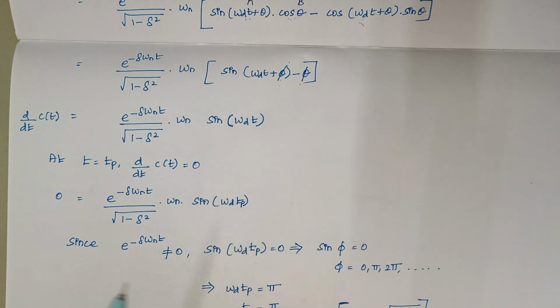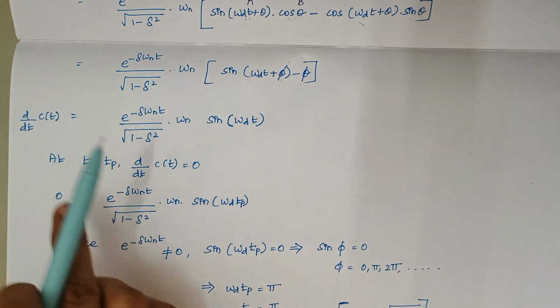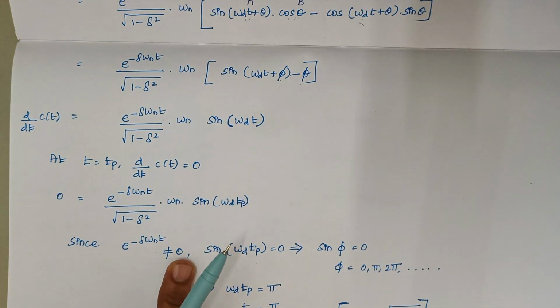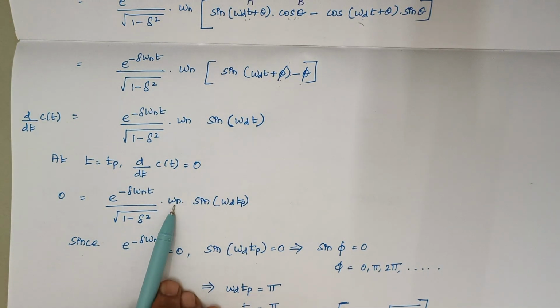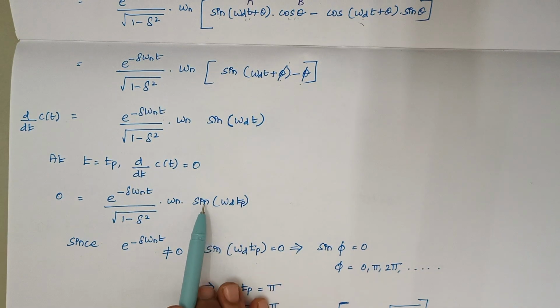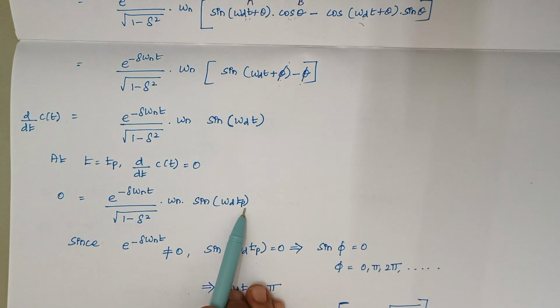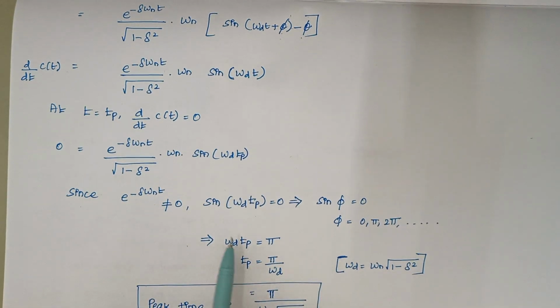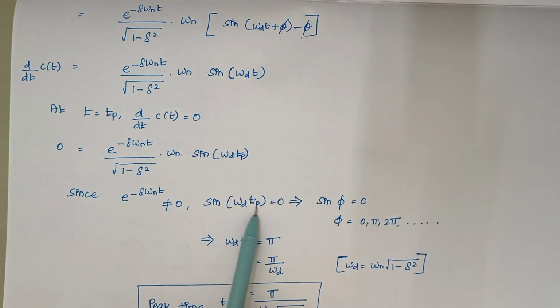As we all know, an exponential term can never be equal to 0. So this first term cannot be made equal to 0. Similarly, this second term also. So here I am moving to this third term, and I am going to equate this term to 0. So here I am equating this expression to 0. So omega d into Tp, I am writing this expression as pi. Sin pi is equal to 0.